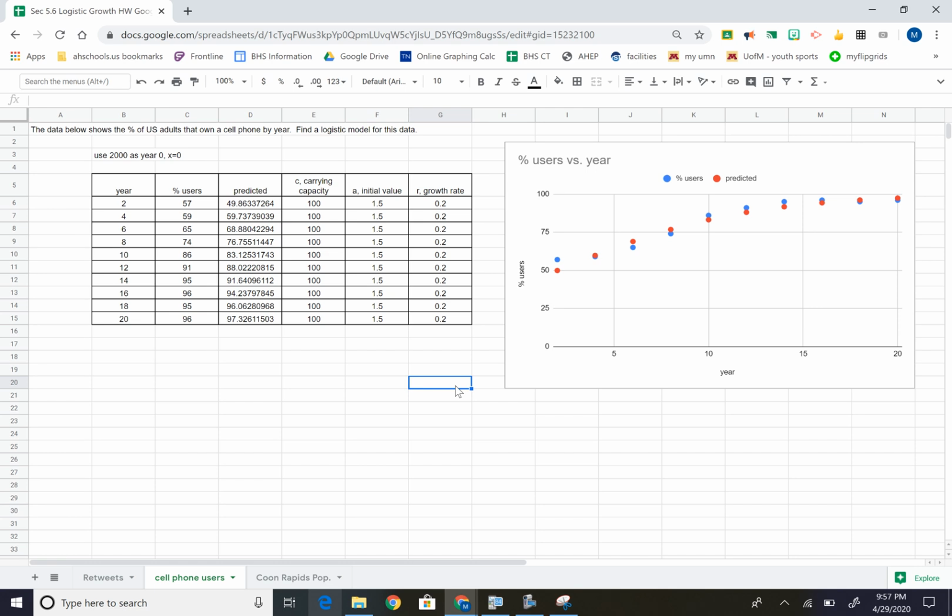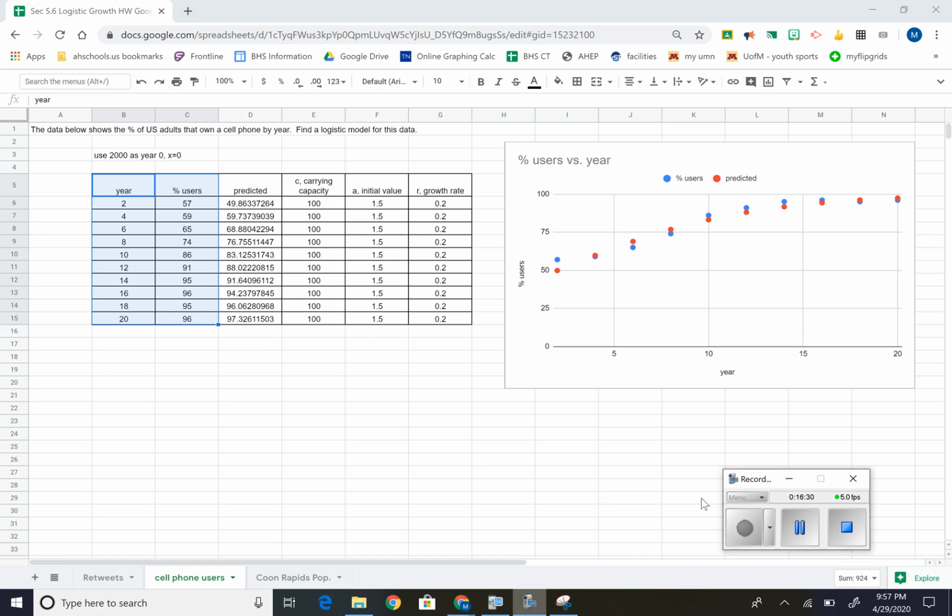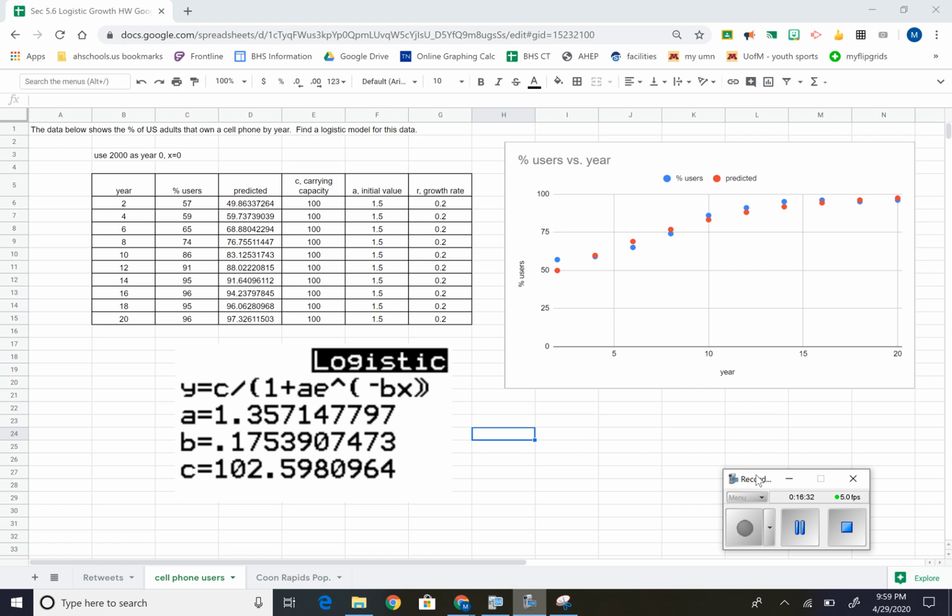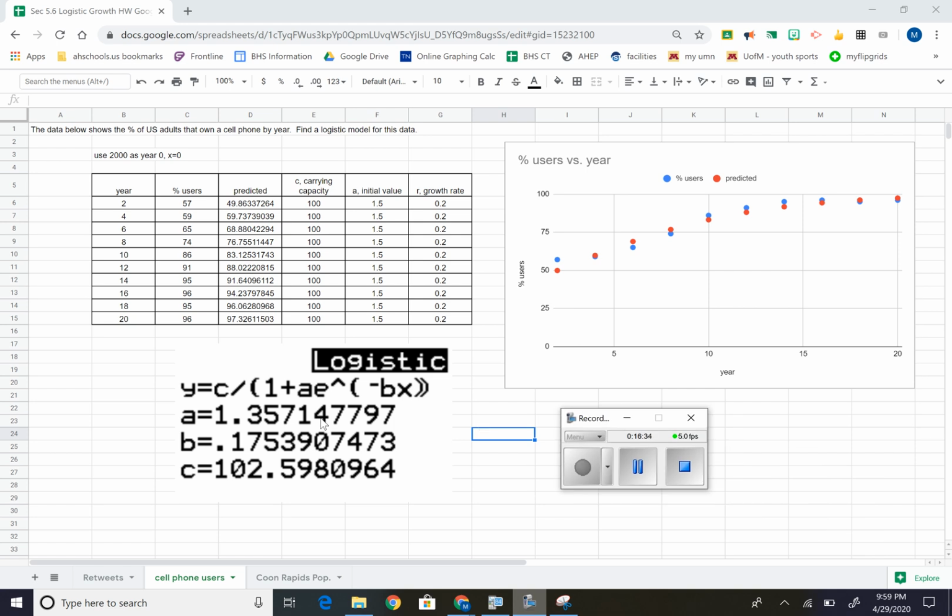Let's plug this data right here into our graphing calculator, and let's see what logistic model we actually get. All right, so I pulled in the regression from the graphing calculator, and you can see I was pretty close to these values. For C, I had 100. Graphing calculator said 102.6. For A, I had 1.5. Graphing calculator said 1.357, so about 1.4. And for B, I had 0.2, and the graphing calculator had 0.175.